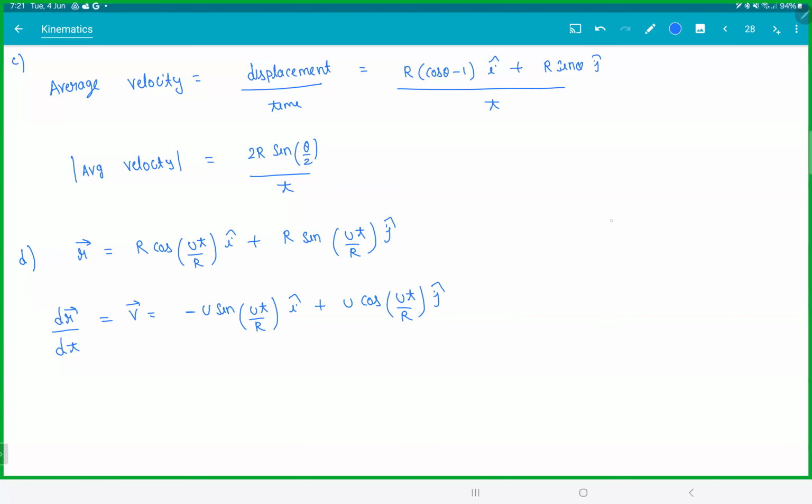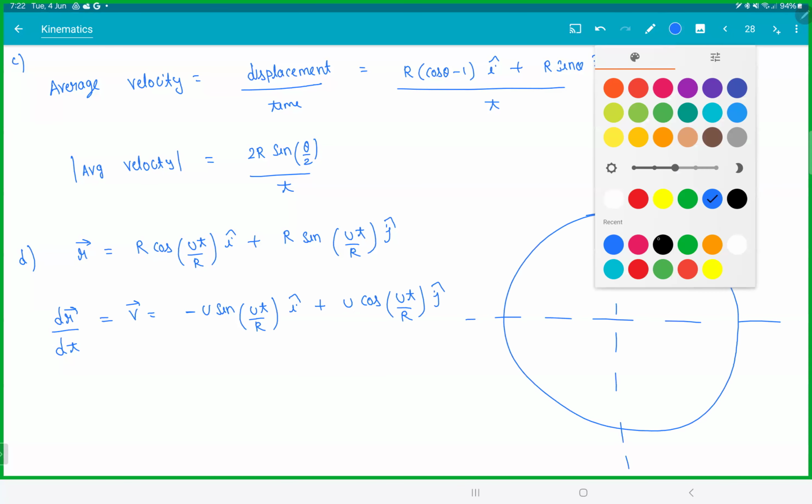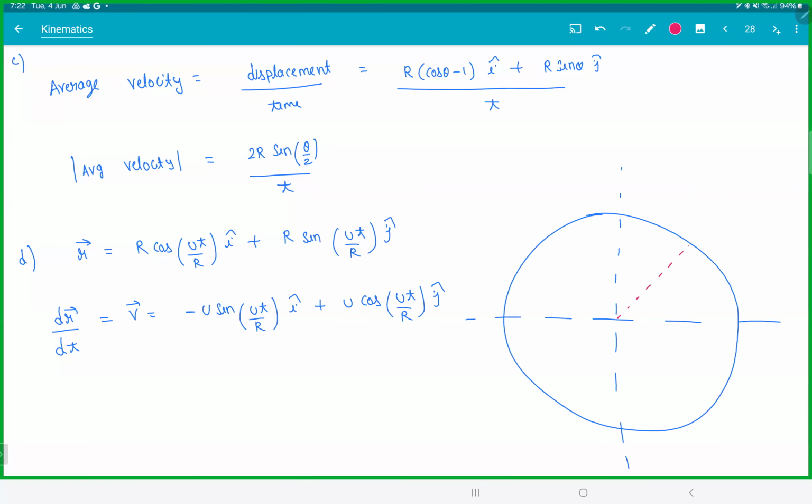You could have done this another way also, instead of doing differentiation. If you understood what dr by dt is, all I'm asking you is the velocity vector. So at this point here, the velocity is u going this way. This is theta. This is theta. So this angle is 90 minus theta. So the components are u sine of 90 minus theta, which is u cos theta.